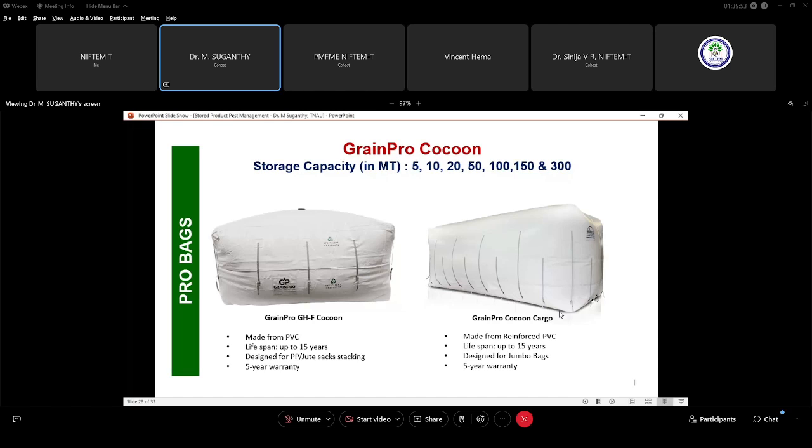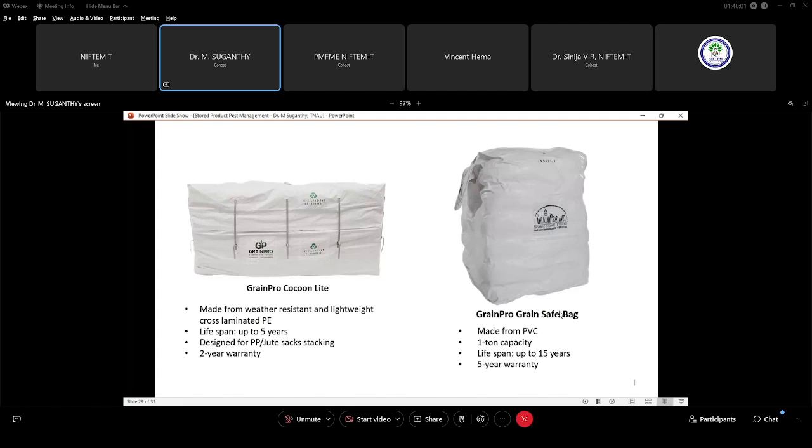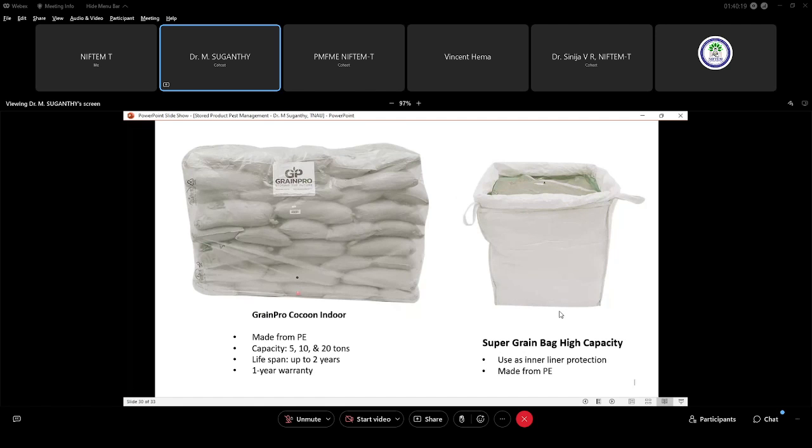So it can be used for storage of a huge quantity of grains. Apart from this, Grain Pro Cocoon Light and Grain Pro Grain Safe bags are also available with 2 to 5 years of warranty, but the lifespan is up to 15 years. We can use it up to 15 years. This is called Super Grain Bag of High Capacity, and this is Grain Pro Cocoon Indoor. It is used for storing grains of 5 to 20 tonnes indoors.